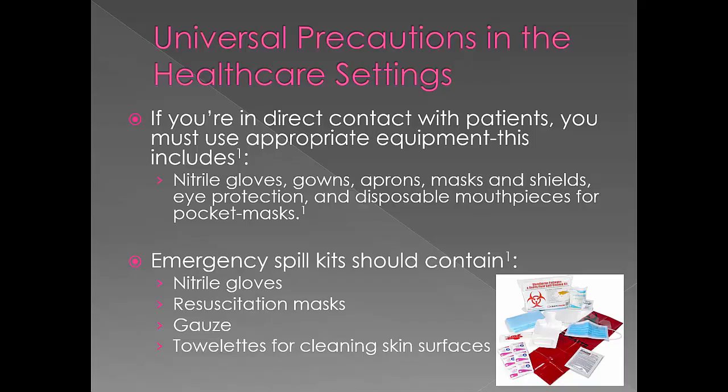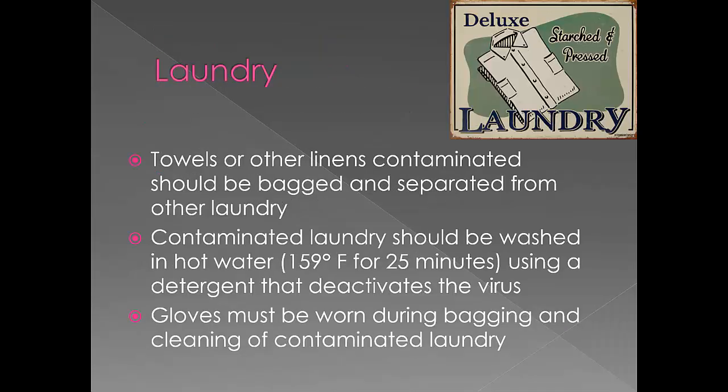This includes gloves, gowns, aprons, masks, shields, eye protection, and disposable mouthpiece for pocket masks. An emergency spill kit for blood should include, at minimum, nitrile gloves, a resuscitation mask, gauze, and towelettes for cleaning skin surfaces. Any towels or other linens contaminated with blood or other bodily fluids in a healthcare setting should be bagged and separated from other laundry.